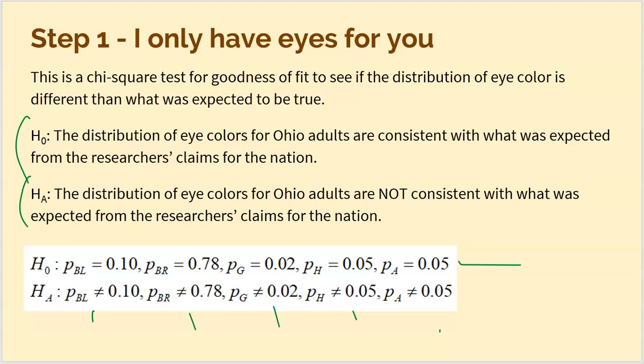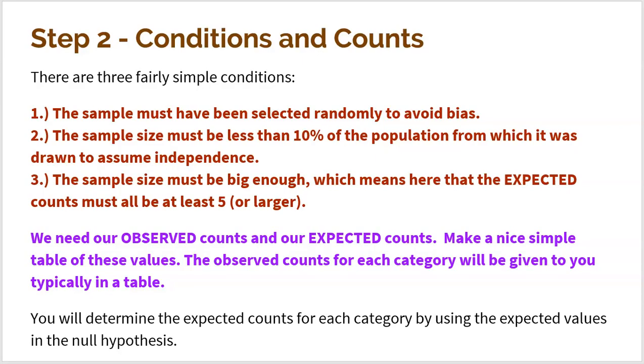All right. So let's talk about number 2. Step 2 is actually really, really easy. We've got to just check our conditions for a chi-square test to actually work. So first, and this sounds very familiar, we need our sample to be random to avoid bias. Number 2 is that the sample size must be under 10% of the population from which it was drawn to assume independence. I feel like, as a good teacher, I always got to explain why that condition is.